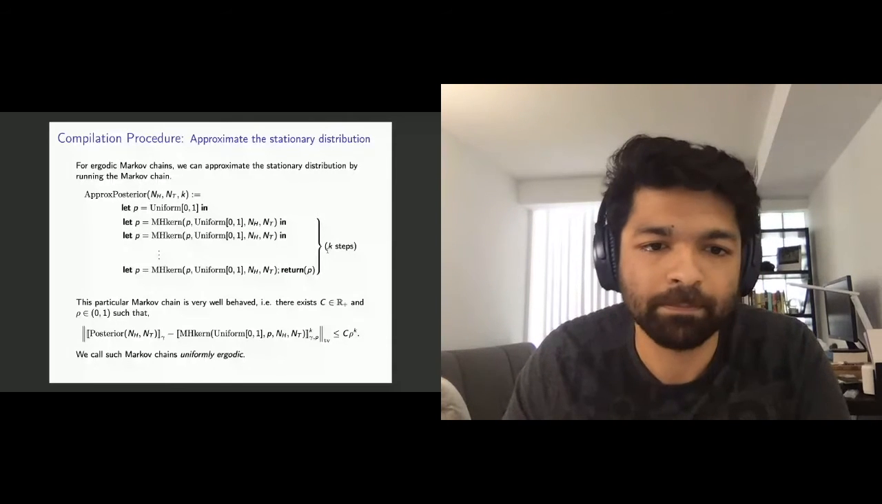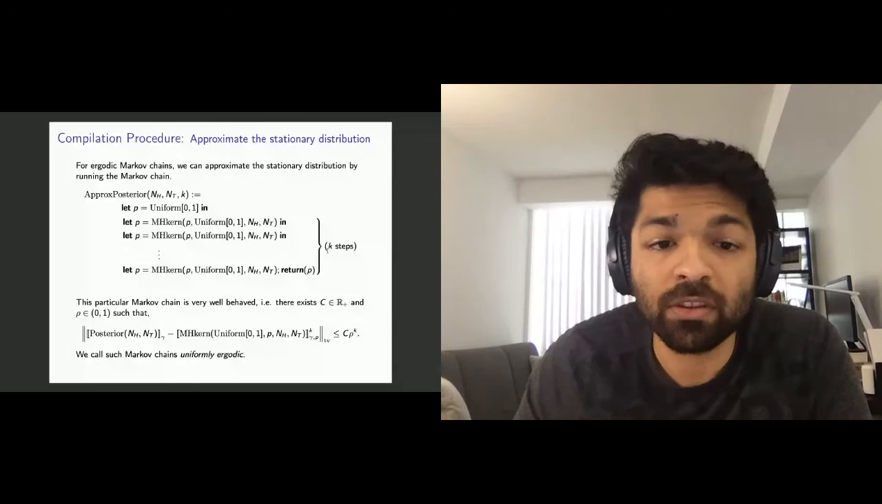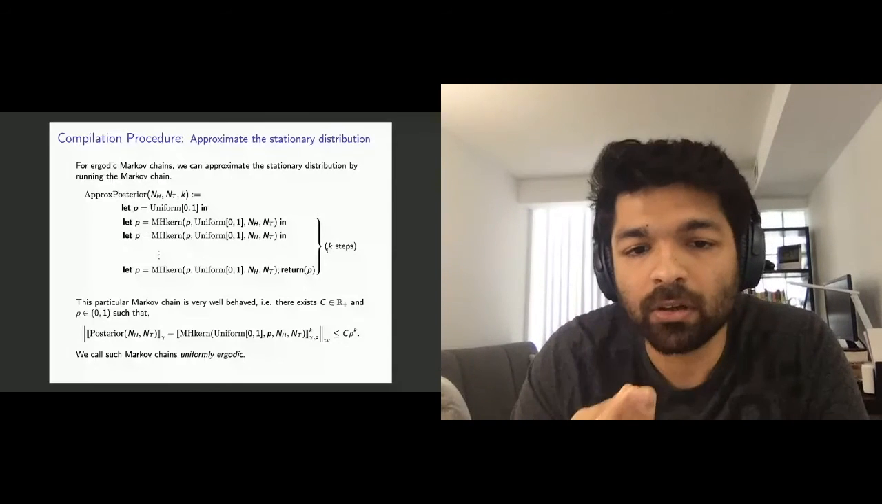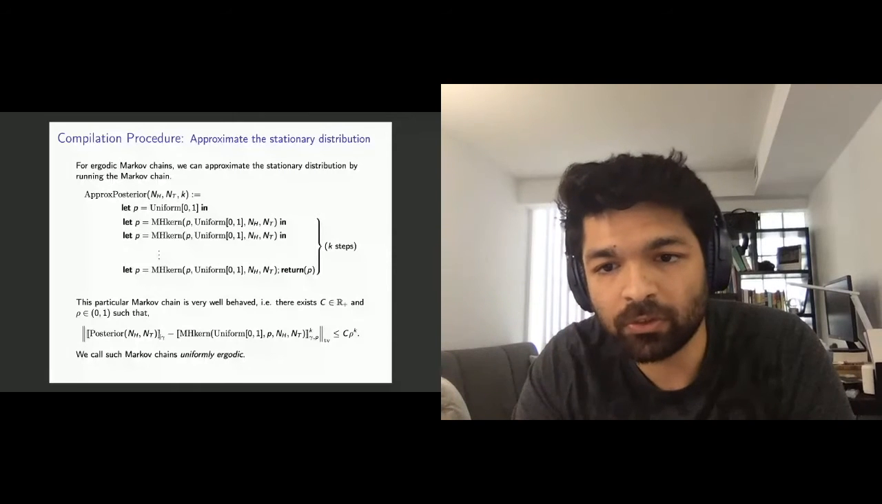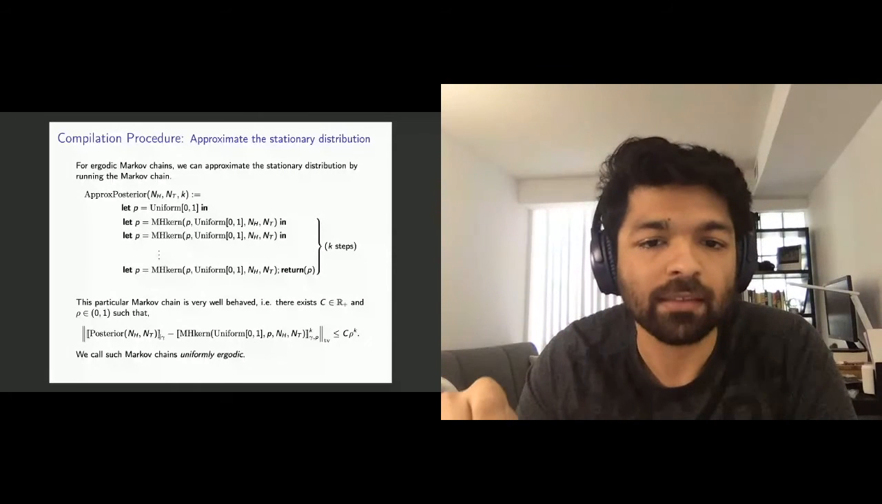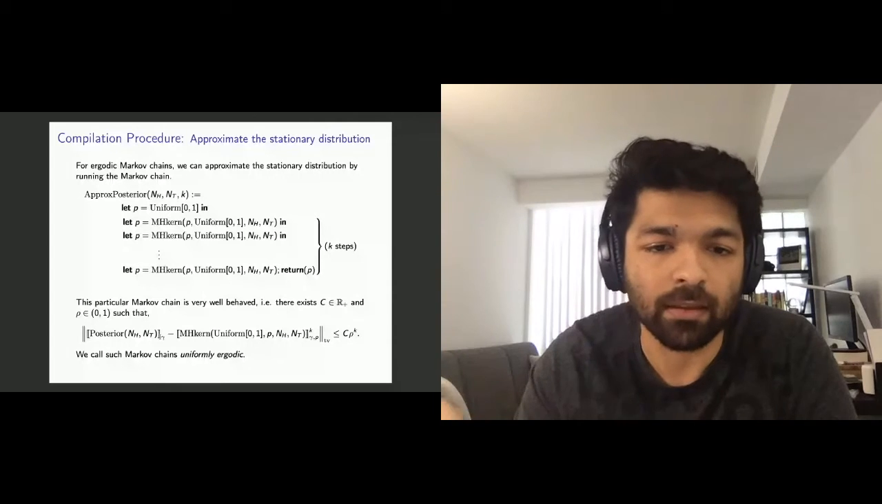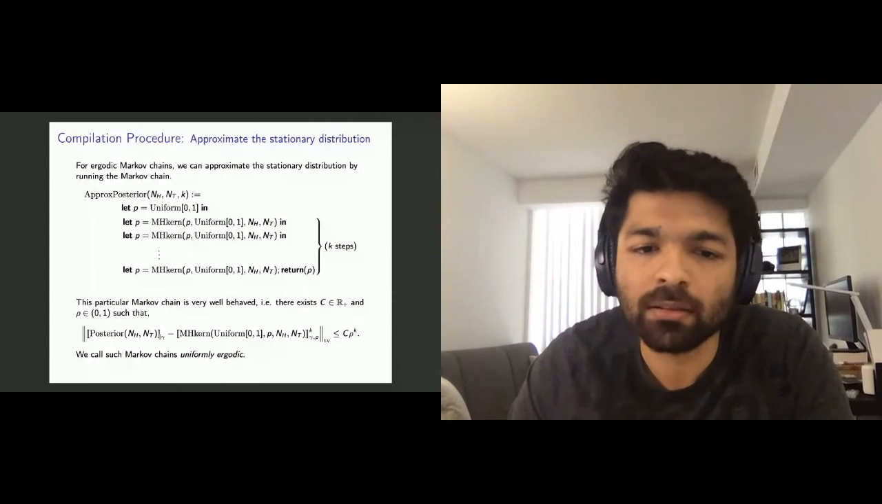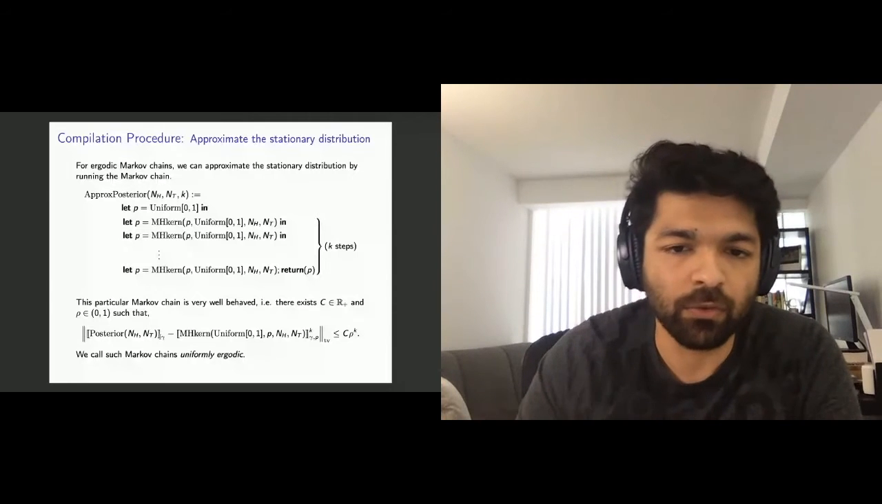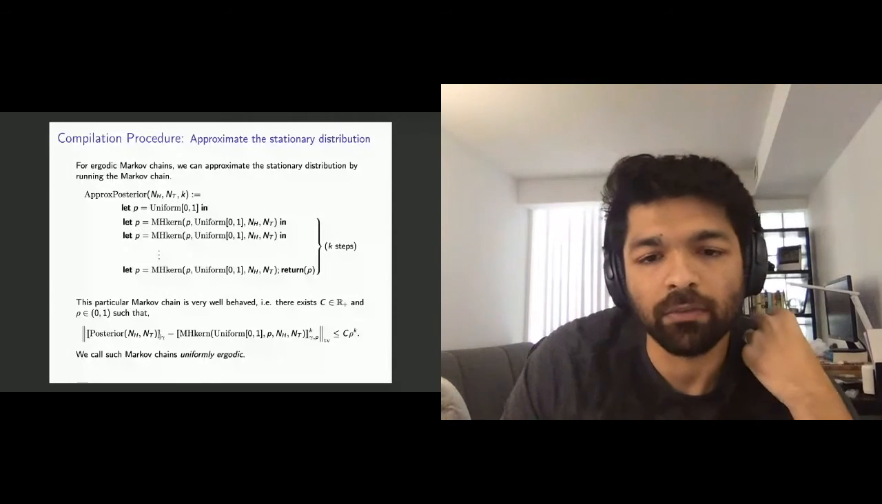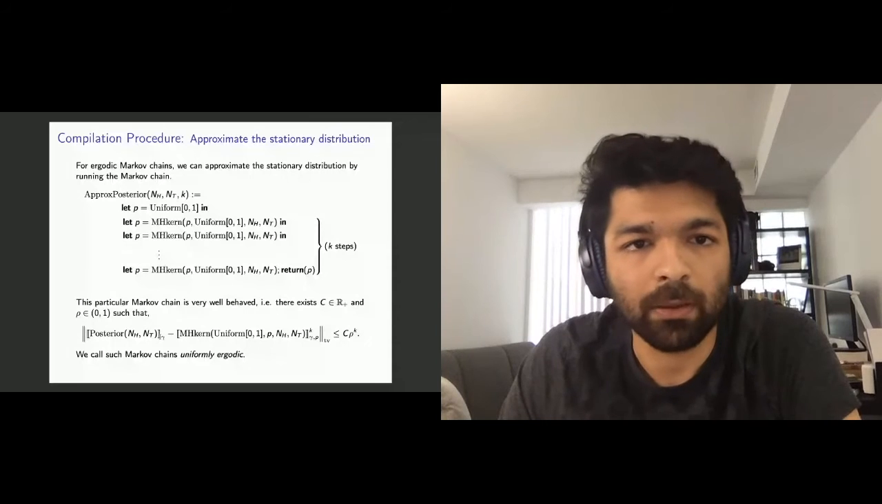Okay, thank you. So for this particular Markov chain, this approximation converges to the true posterior distribution actually exponentially fast in the number of steps we take. We call these kinds of Markov chains uniformly ergodic, and it's going to be useful when we derive the actual bound.